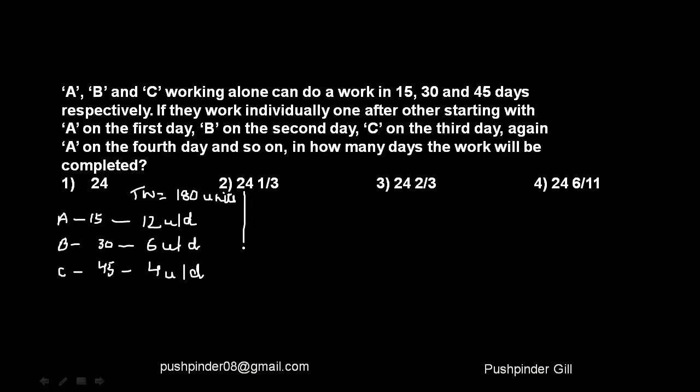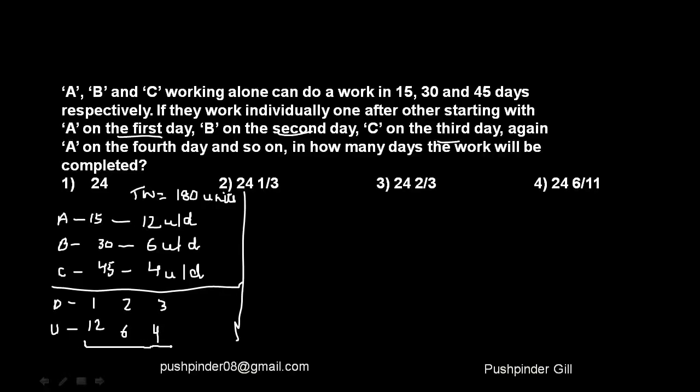Fine. So now let's get on with the question. Now what happens? Days are here and units are here. A works on the first day, B on the second day, and C on the third day. So A works on the first day, so he finishes 12 units. B on the second day, so he finishes 6 units. C on the third day, so he finishes 4 units, and that's how the cycle repeats. Which means that in a span of 3 days, they are going to finish 22 units, right?